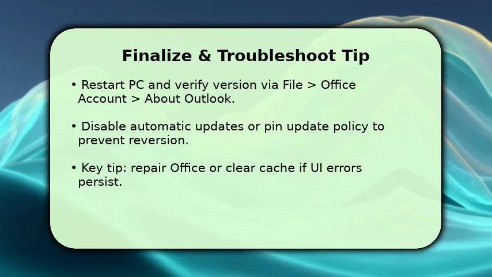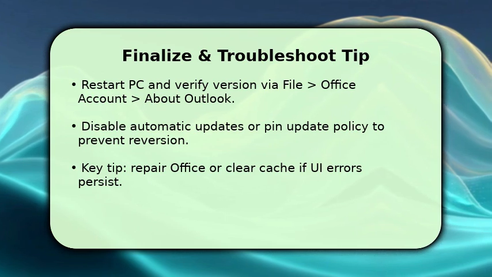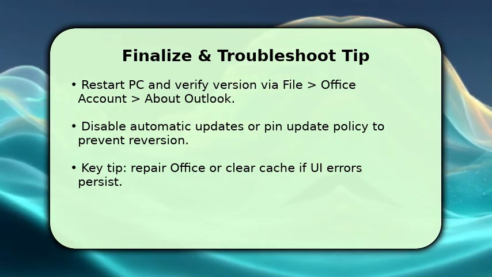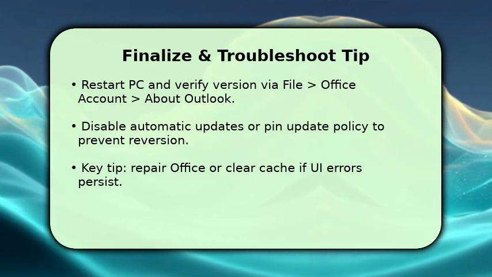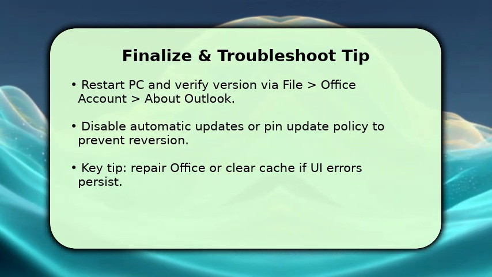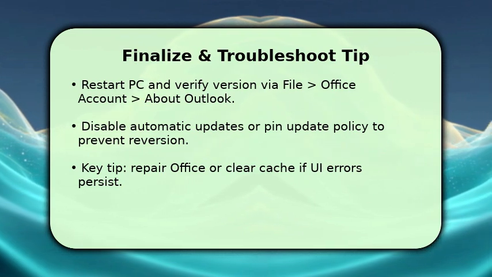If you see missing features or UI glitches, repair Office from Programs and Features or clear the Office cache. That commonly resolves leftover conflicts. If problems continue, rerun the offline installer or contact IT with the exact build number for targeted help.